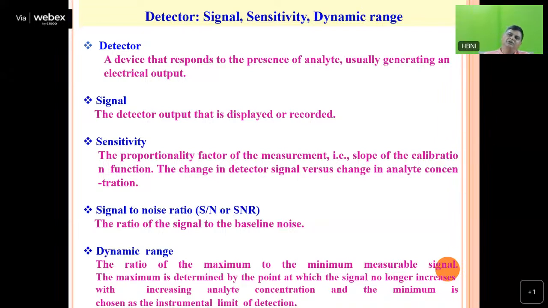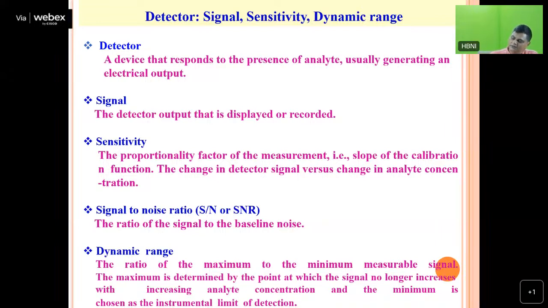Next, sensitivity. What is the sensitivity of the instrument? This is a general question that is often asked. The sensitivity of the instrument is basically the slope of the calibration curve. Whatever the y-axis and whatever the x-axis you are using for determinations, how sensitive is your y-axis? That slope of the calibration curve is termed the sensitivity. And signal-to-noise ratio, as the term says, is the ratio of the signal to the baseline noise.